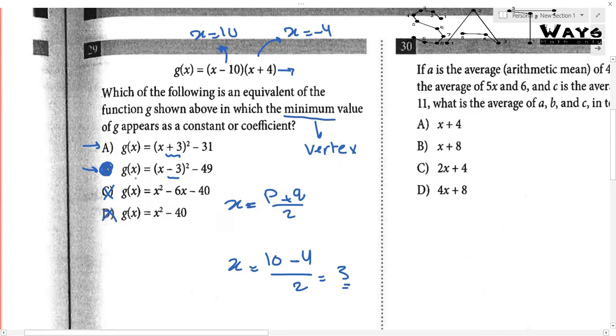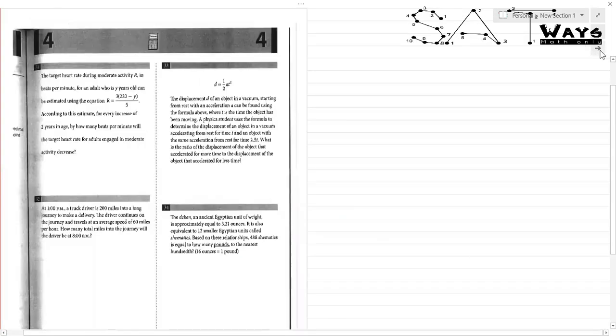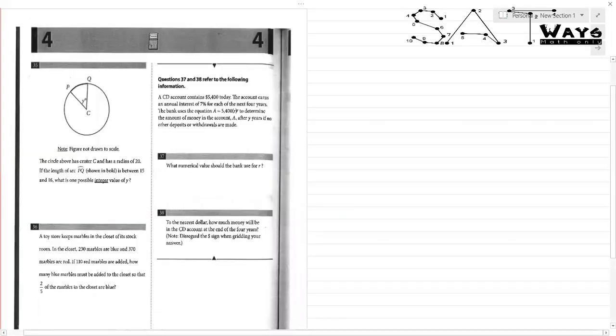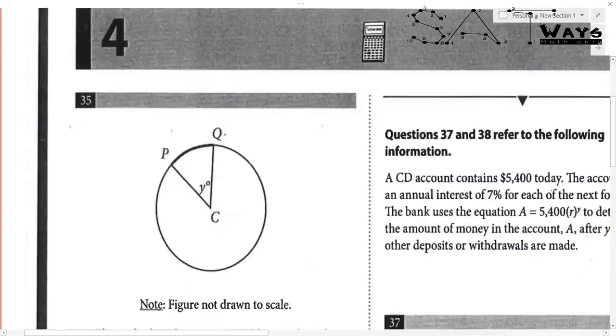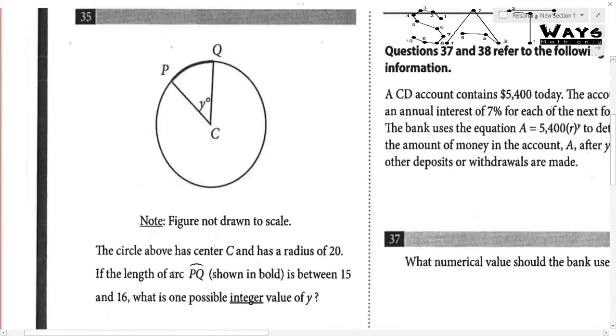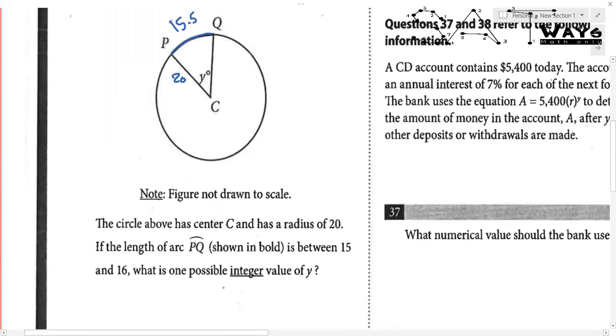All right, 35. Circle, and I think it's about arc length and this stuff. The circle above has center C and has radius 20. If the length of arc PQ shown in bold is between 15 and 16, the easy thing is to take any number in between, like 15.5. What is one possible integer value of y?